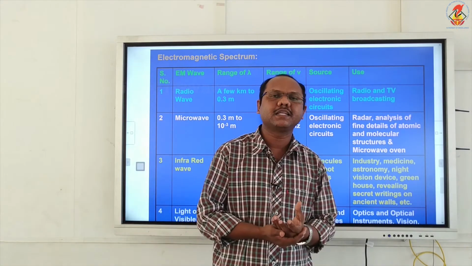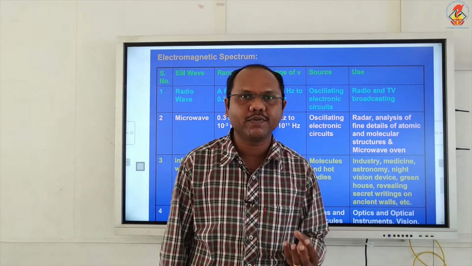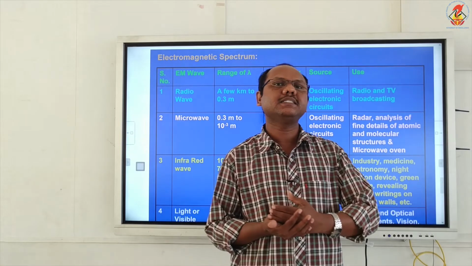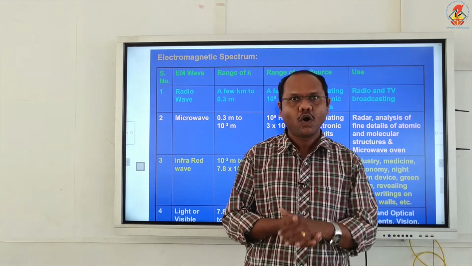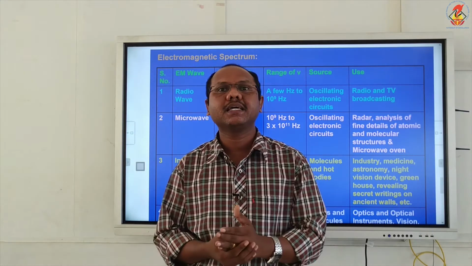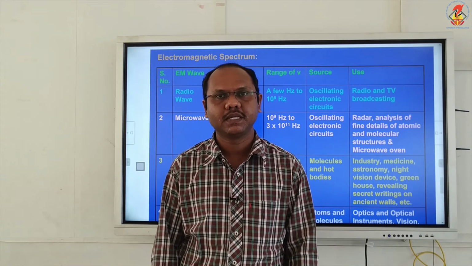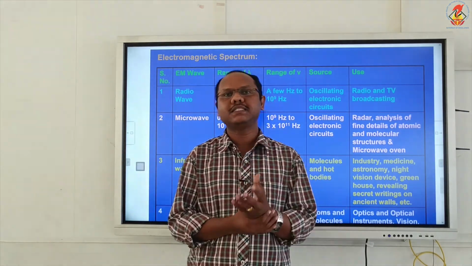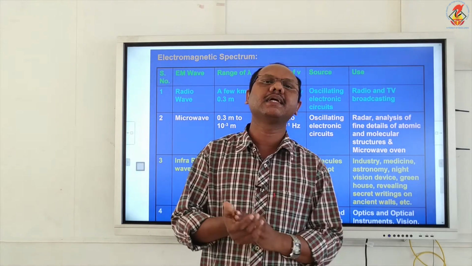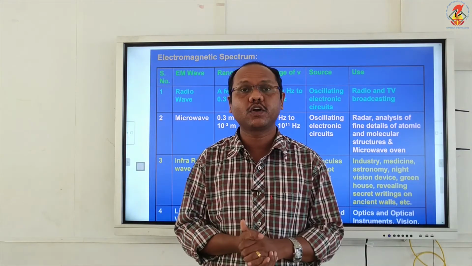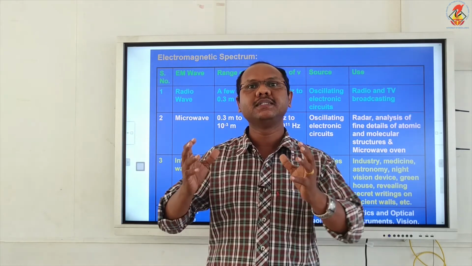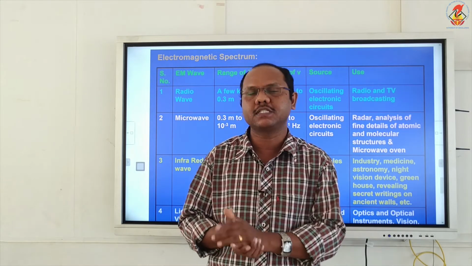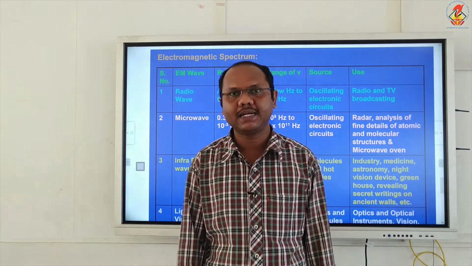The orderly distribution of electromagnetic waves based on their increasing order of frequency or based on their decreasing order of wavelengths is called electromagnetic spectrum. So, the orderly distribution of electromagnetic waves in the increasing order of frequency or the decreasing order of wavelengths, based on their physical properties and their uses, is actually called electromagnetic spectrum.